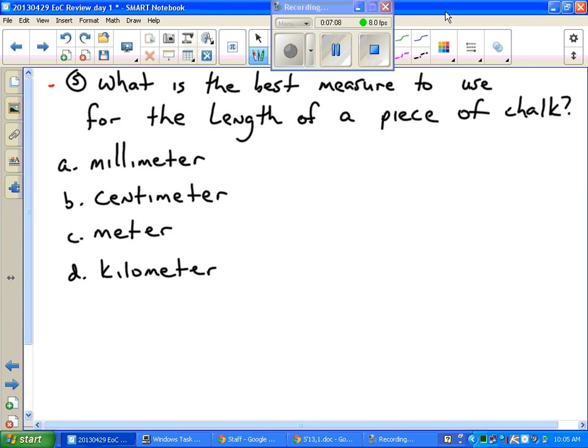Number 5 says, what's the best measure to use for the length of a piece of chalk? They give you 4 options, and they're all length measurements: millimeter, centimeter, meter, and kilometer. Kilometer, everybody. Think of 5Ks, 10Ks. That's how long distances people run. So this is the longest measurement right here, kilometers. A meter, you want to think of a yardstick. Remember, a football field is 100 yards. It's comparable to 100 meters. So let's think of a yardstick with this one.